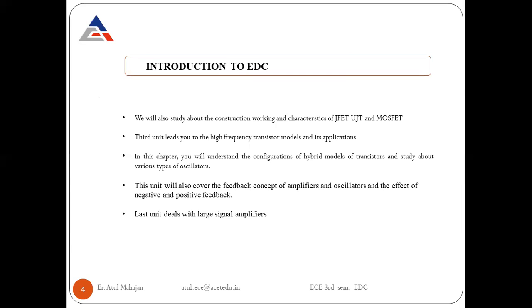Then we'll come to the third unit of the syllabus. The third unit deals with the high frequency transistor models and the applications. This unit basically deals with the high frequency parameters of transistors because we are dealing with AC circuits. Now, what do you mean by AC circuits? AC are alternating current values which have different levels of frequencies. The level of current keeps changing. We have alternating values of current in AC, and with the variation of the current, there is a variation of frequency also.